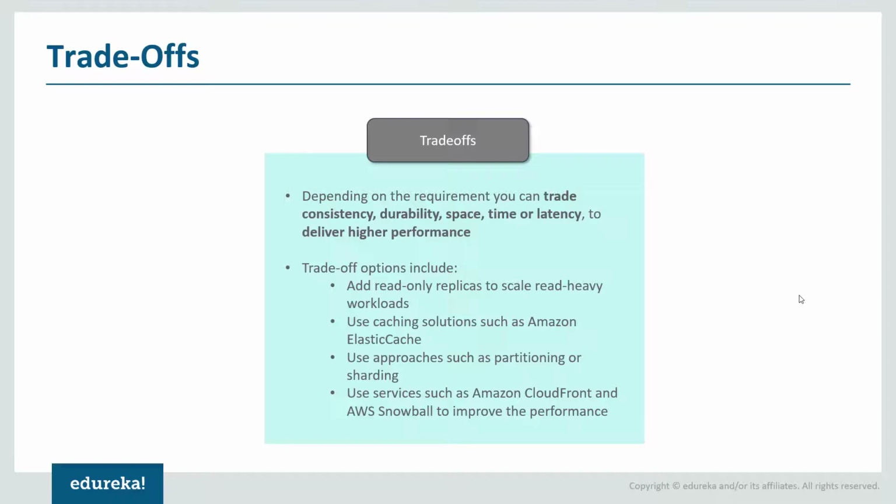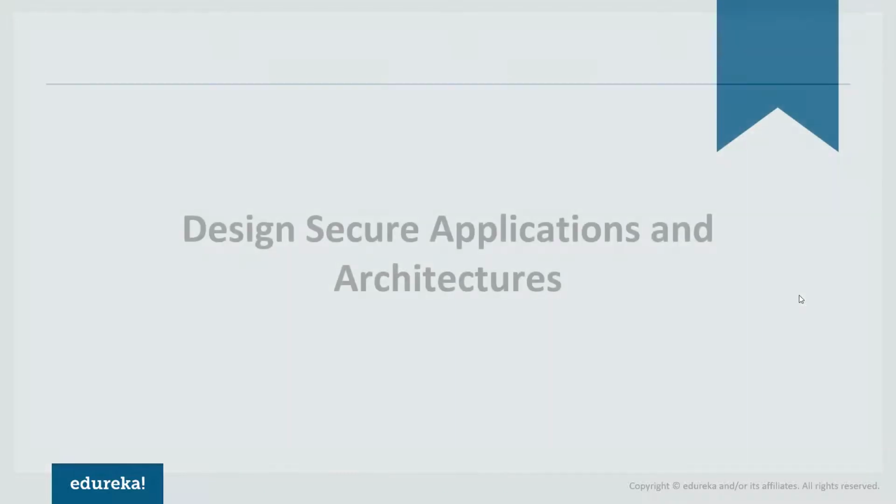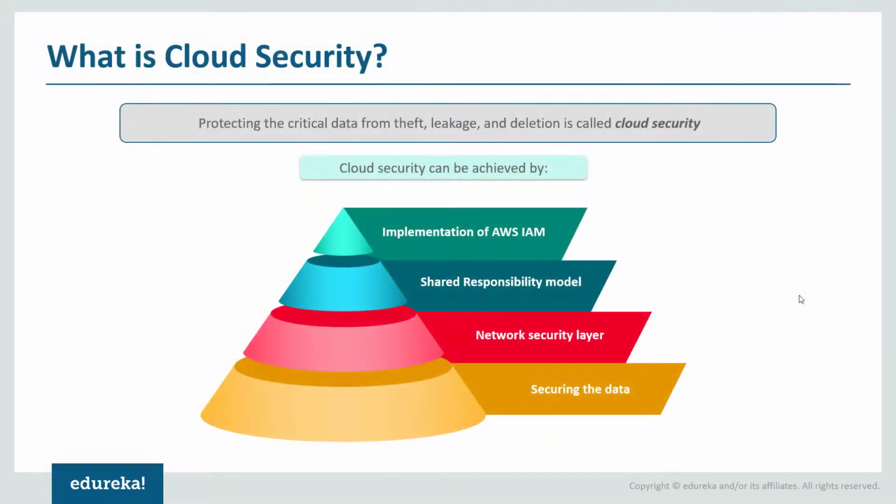Let us see how we can secure our applications and build a secure architecture. Whenever you are considering cloud security, these are a few factors that you have to consider by default. One is identity and access management and how we implement it. The other component is the shared responsibility model. The third component is the network security layer, and the fourth component is how to secure our own data.